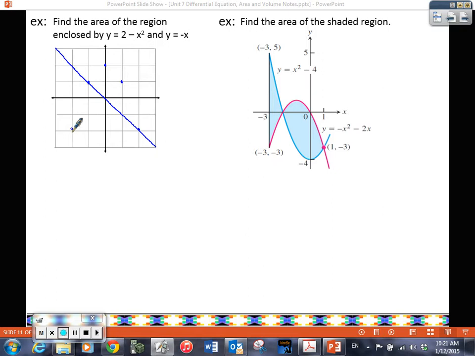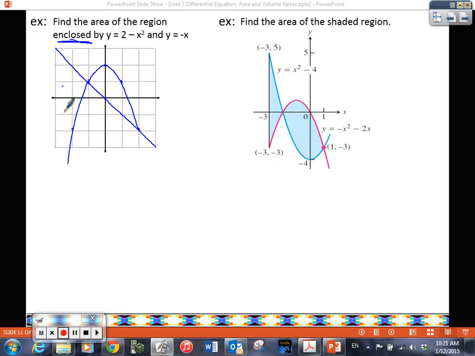I only care about the region enclosed by these two. So I'm really only interested in this piece. Certainly I can go ahead and draw that piece if I want to, and I have some questions earlier. What about this area in here? Do I have to calculate that?